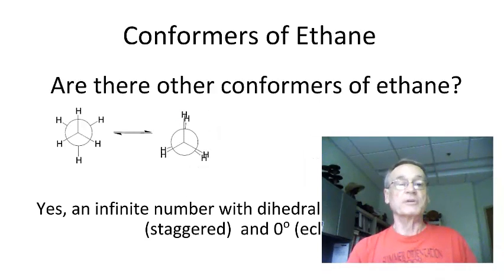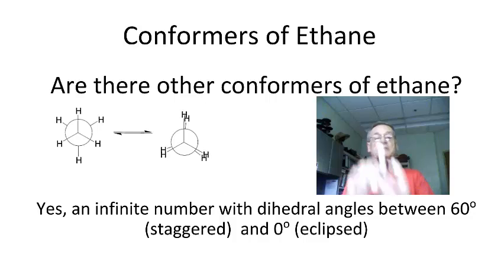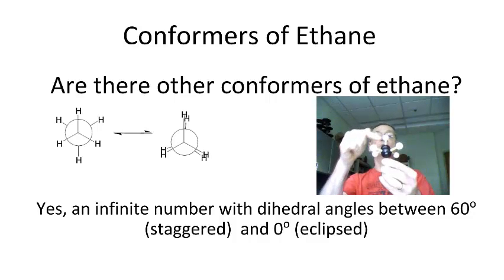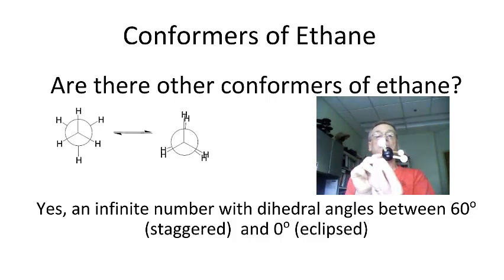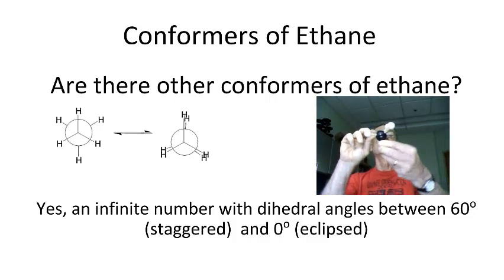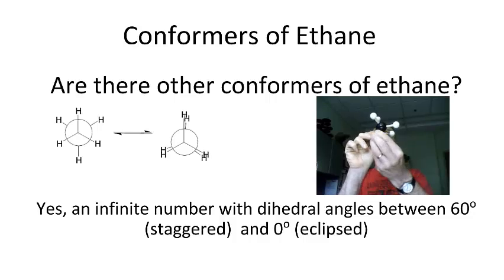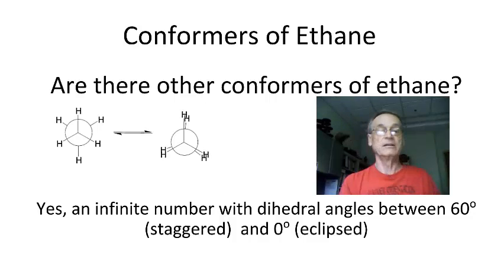Now, are there other conformations of ethane besides eclipsed and staggered? And the answer is yes. There's an infinite number where the dihedral angle, that's the angle between a hydrogen on the back carbon and a hydrogen on the front carbon, is 60 in the staggered conformation, is 0 in the eclipsed conformation, but you can have everywhere in between. So all of these different angles constitute different conformations. So there's literally an infinite number of conformations.